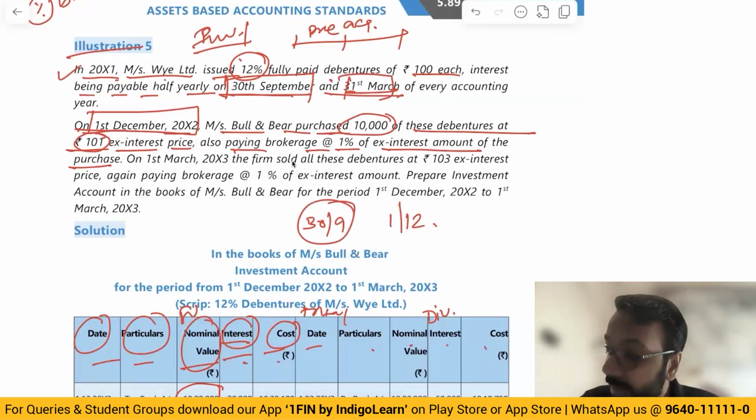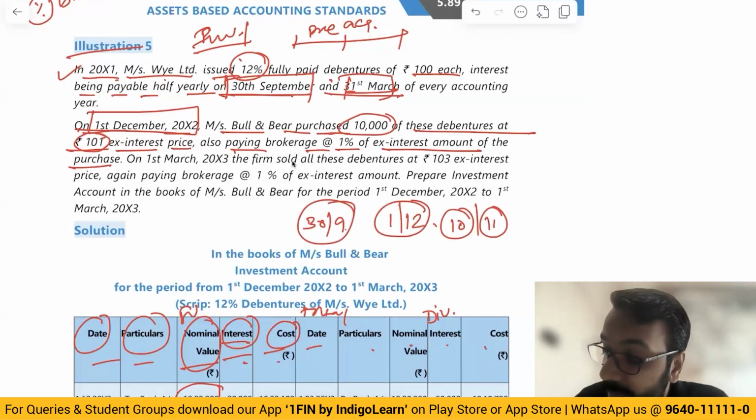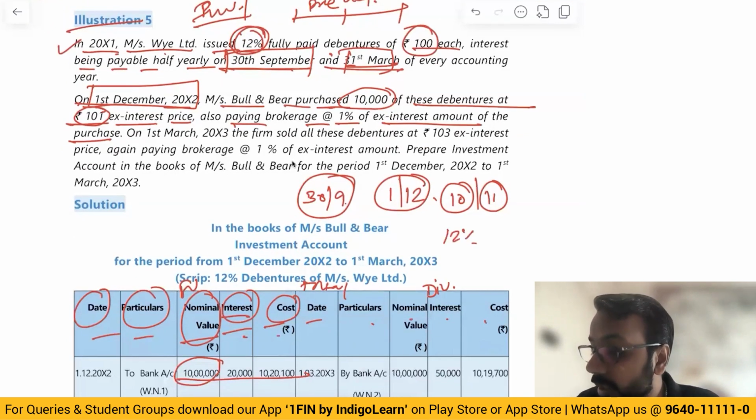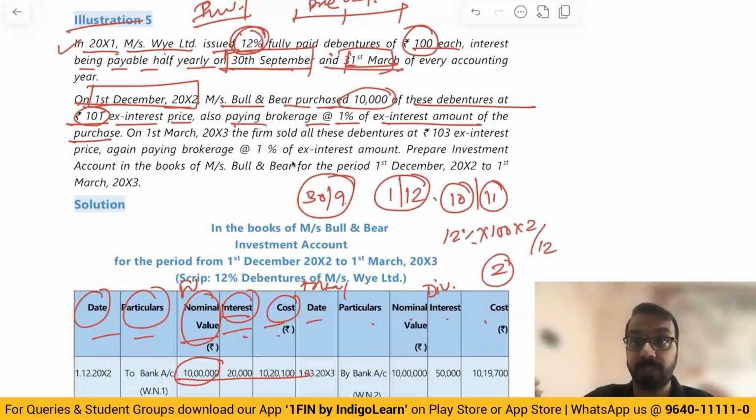Now, when I buy on 1st of December, the selling party will ask me interest for full month of October and full month of November. 2 months interest the selling party will ask. Interest based on what? Interest based on 12% at face value. So 12% of 100 into 2 divided by 12, 2 months interest I have to pay. This will come to 2 per debenture.